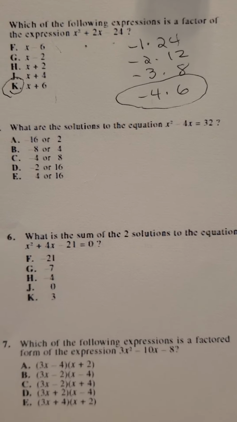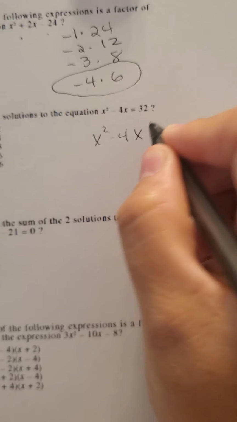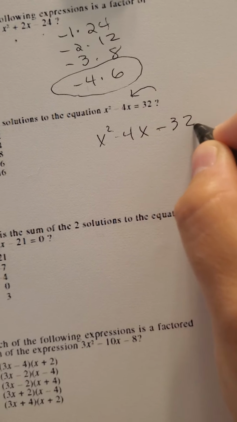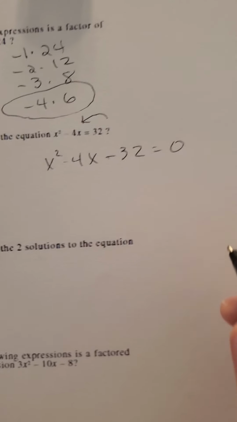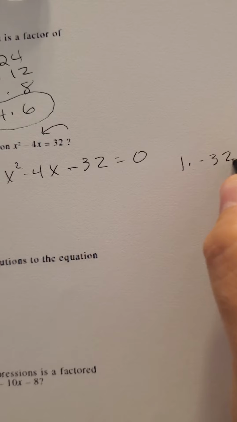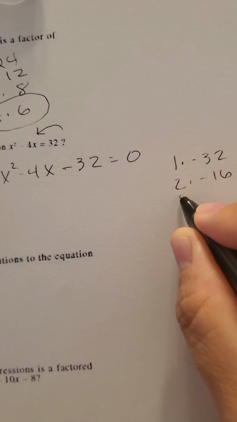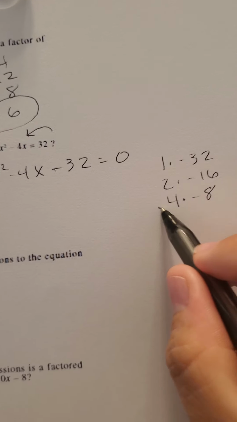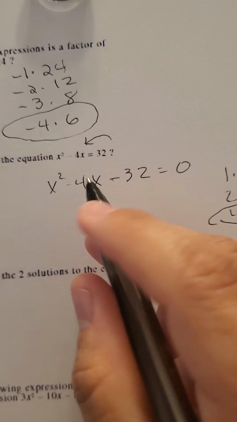What are the solutions to the equation? Okay, so x squared minus 4x, I have to move this over, so that makes it negative 32 equals 0. Now, so multiples of 32, negative 32, matter of fact, is 1 times negative 32, 2 times negative 16, 3 won't, and then 4 will. And you can tell this is going to be my option, right? 4 and negative 8, because that adds to give me negative 4.